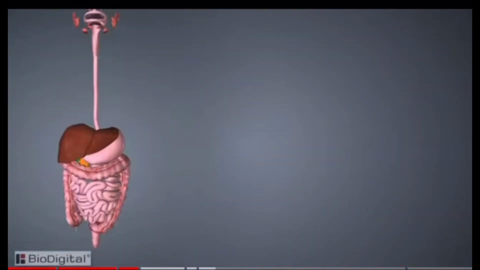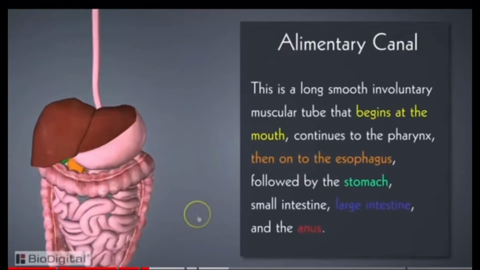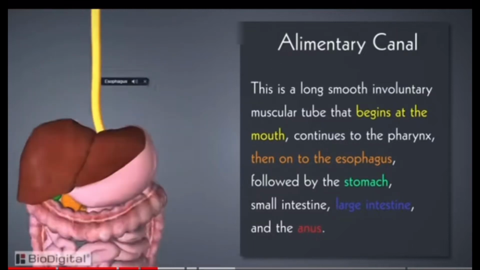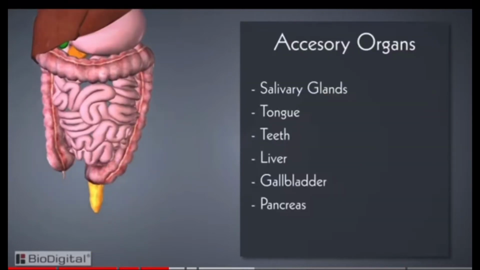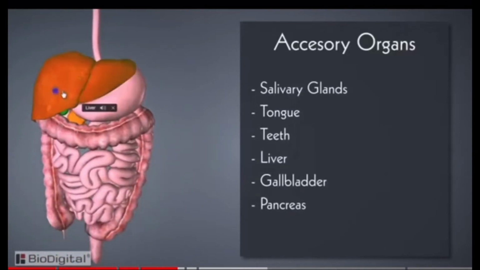The primary structure of the digestive system is known as the alimentary canal. The alimentary canal is a long, smooth, involuntary muscular tube that begins at the mouth and continues to the pharynx, then on to the esophagus, followed by the stomach, small intestine, large intestine, and the anus. This system is accompanied by a number of accessory organs such as the salivary glands, the tongue, teeth, liver, gallbladder, and pancreas.